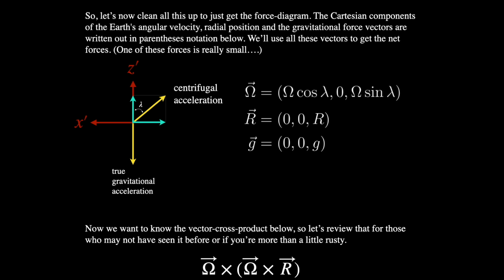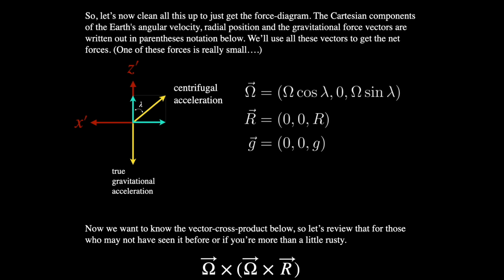So we now have the omega, which we're going to need really quick. The rotation axis, the rotation vector, has two components. One is a z component, which is omega sine lambda, where lambda is the latitude, and one is omega cosine lambda, which is for the north-south direction. Now r is pointed downwards and g is pointed downwards, and they are vectors too. So these are our three vectors that we're really going to be working with.